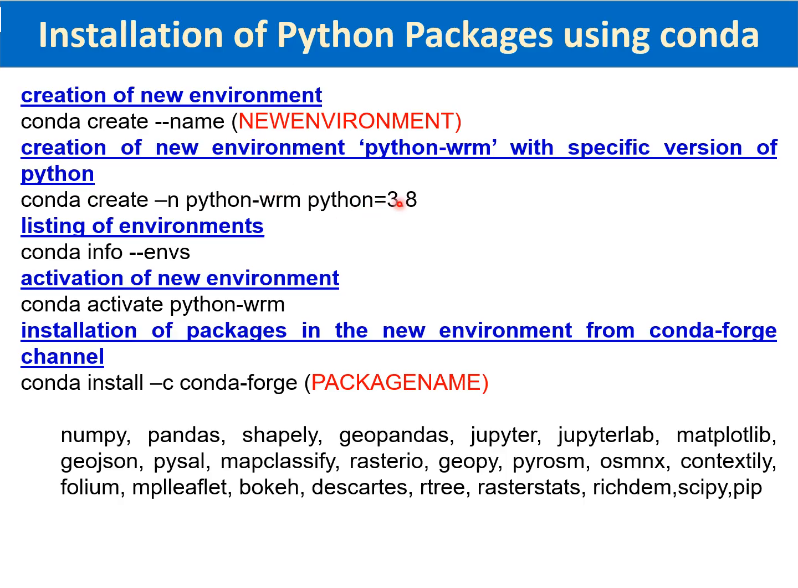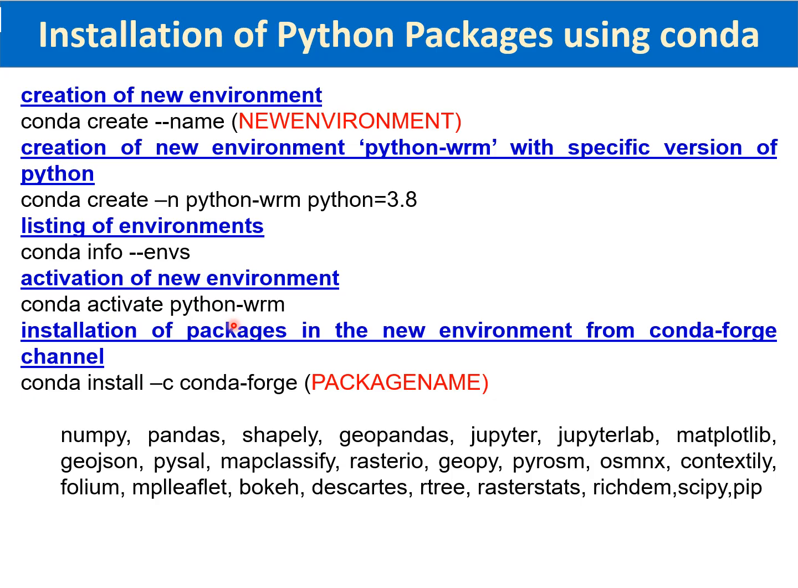Once you create a new environment, you can see the listing of the environments other than the base environment using this command: conda space info space double dash envs, the short form for environments. It will list out all the environments that have been created in addition to the base default and root environment. Then you can activate any of the newly created environments using this command: conda space activate space the name of the environment. In our case, the name of the environment is python-wrm.